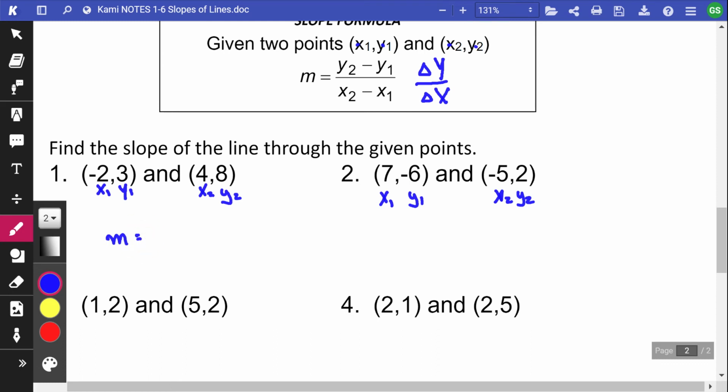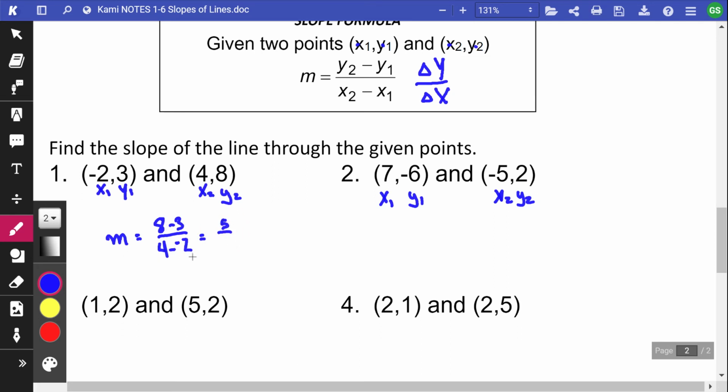And honestly, it doesn't matter which way you go. You can do x1 minus x2 or x2 minus x1. But to keep it consistent, we'll start with the 2's first and then we'll go to the 1. So it'd be 4. I'm sorry. No, got to be y's, huh? So 8. Y's go on top. 8 minus 3. And then 4 minus. Now remember, you're not subtracting the number, you're subtracting the value, and the value is -2. So 4 minus -2, and we know that 8 minus 3 is 5.